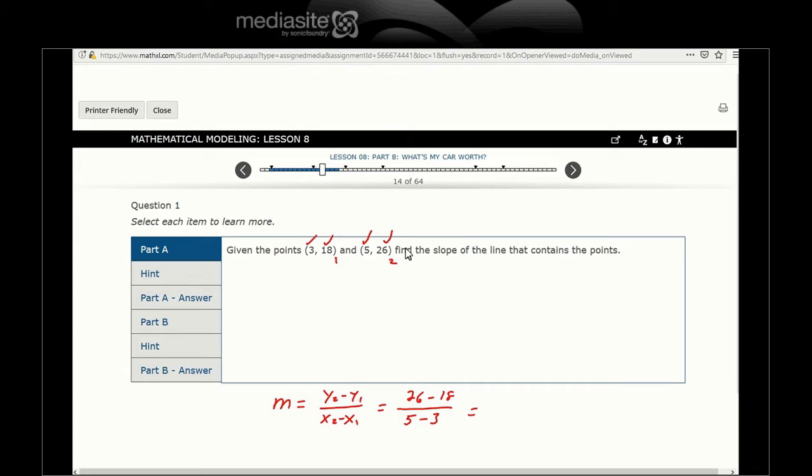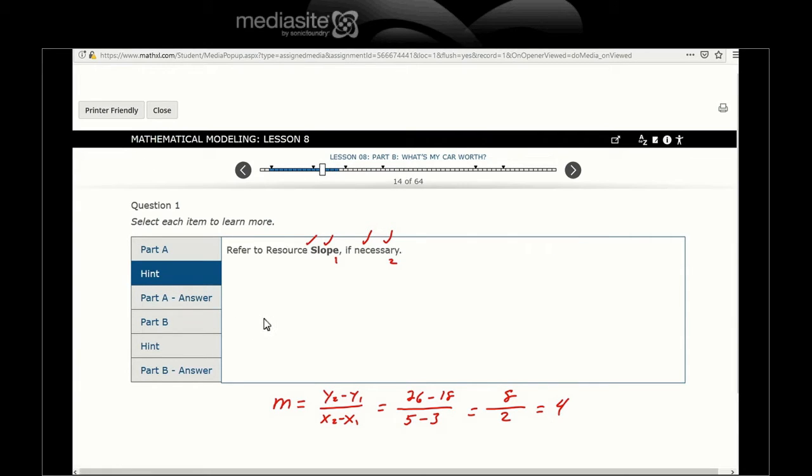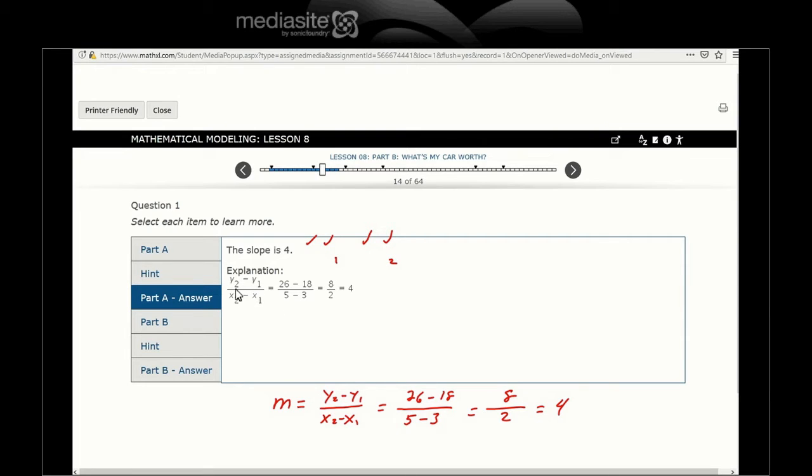Now, 26 minus 18 is 8, and 5 minus 3 is 2, so my slope should be 4. y2 minus y1, 26 minus 18, that's exactly what we did. So the slope is 4.